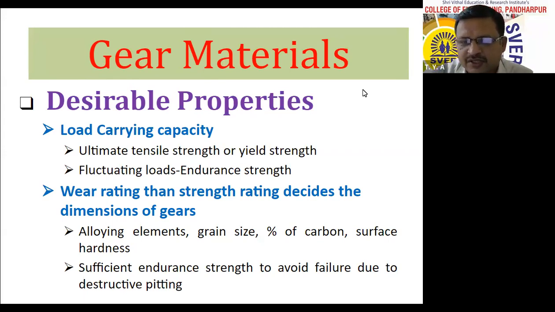Yesterday we have seen gear tooth failures. Gear tooth failure takes place by two methods: breakage of tooth due to the dynamic load and different types of wear phenomenon. Different types of wear phenomenon are abrasive wear, scoring, initial pitting, destructive pitting. Like this, we have seen different types of wear phenomenon.